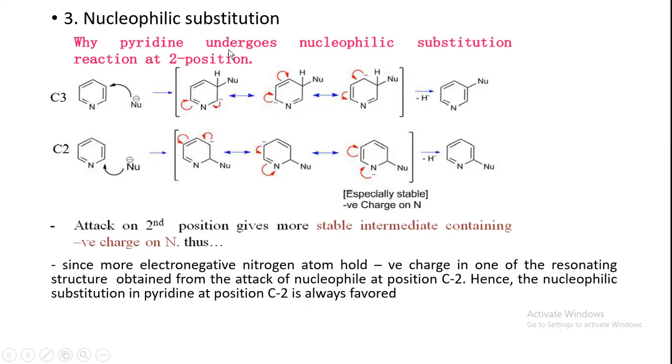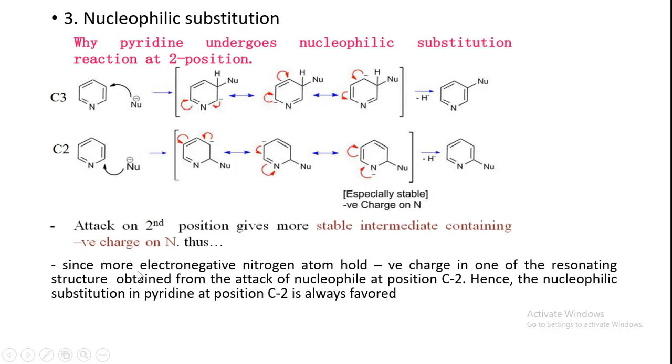So the next reaction is nucleophilic substitution. Why does pyridine undergo nucleophilic substitution at the 2 position? That is one question. C3 and C2 may be possible positions for nucleophilic substitution, but only C2 is favorable. Just see, attack on the second position, that means 1, 2, this one gives a more stable intermediate containing negative charge on nitrogen. Okay, so attack on the second position will generate an N-negative intermediate, the negative charge on nitrogen, which is very much stable.